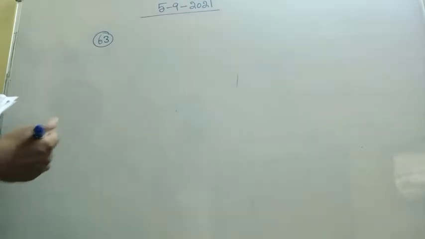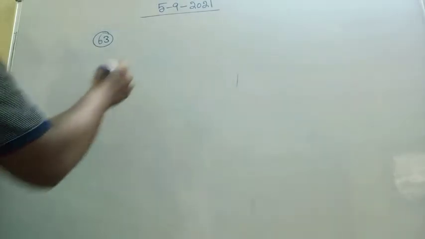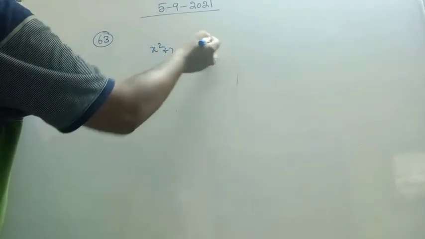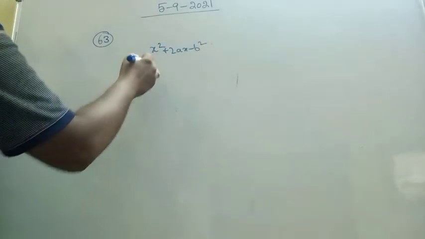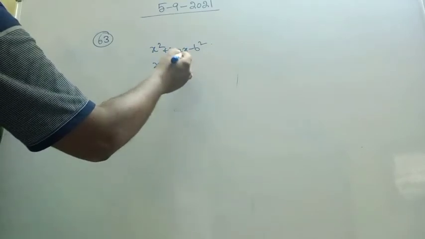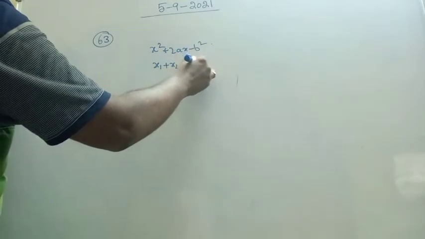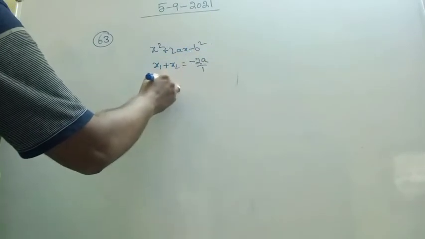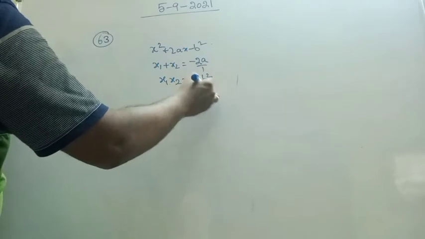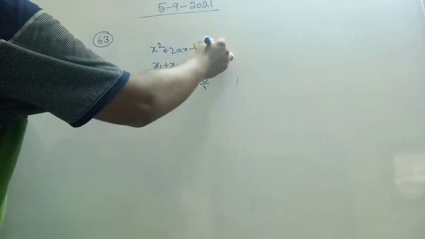Now see, my dear students, the 63rd question. The abscissa of 2 points A and B are the roots of the equation given: x square plus 2ax minus b square is equal to 0. Abscissa means the x coordinates. That means x1 plus x2, the sum of the roots, is nothing but minus b by a, that is minus 2a by 1. And the product of the roots, x1 into x2, is equal to minus b square by 1.